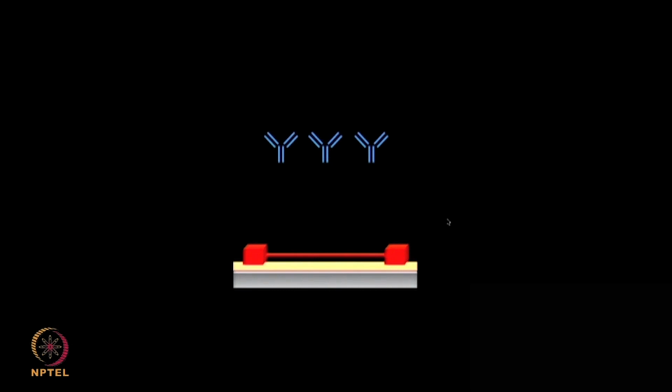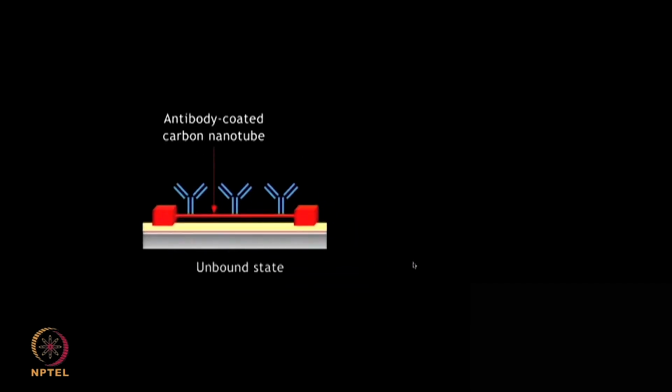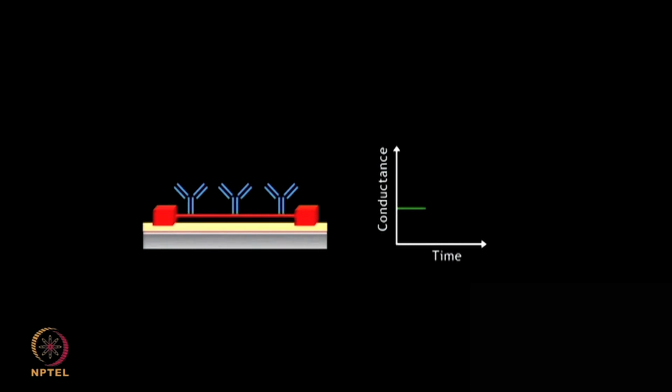As you have seen here, there is a drain electrode, source electrode, and on top of the carbon nanotube, the antibodies are functionalized. So, these nanotubes can be suitably functionalized with the antibodies or other agents like aptamers. The antibody coated nanotubes show no variation in conductance when they are in the unbound state. Binding of target protein to the antibody is detected by a change in conductance of the carbon nanotube with time.